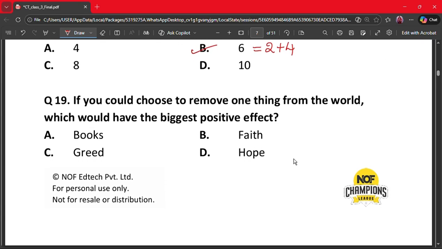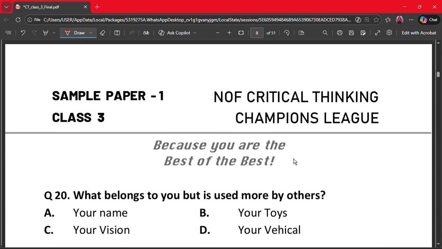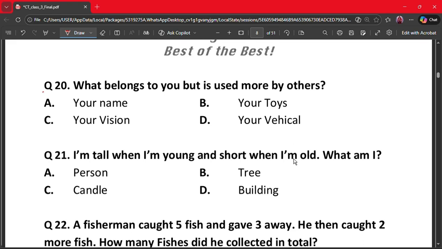Our next question, question 19. If you could choose to remove one thing from the world, which would have the biggest positive effect? A. Books. B. Faith. C. Greed. D. Hope. The correct answer is option C. Greed.